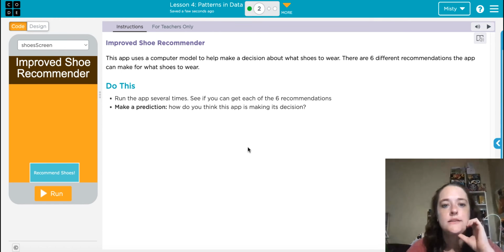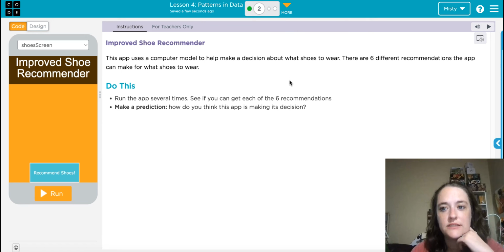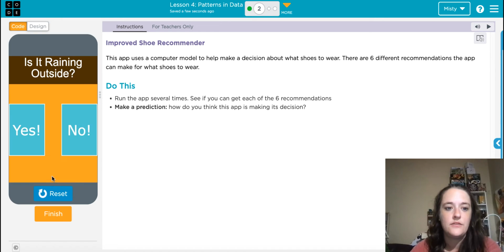Okay, so this app uses a computer model to help make a decision about what shoes to wear. There are 6 different recommendations the app can make for what shoes to wear. Run the app several times. See if you can get it.